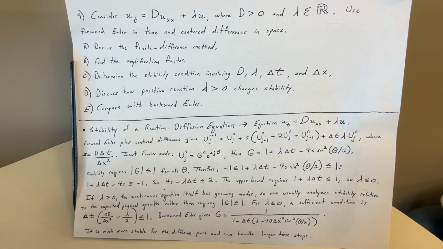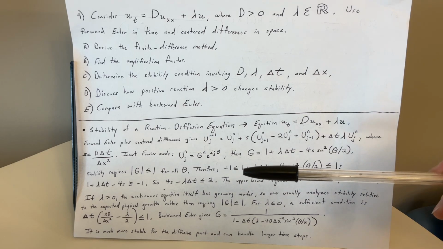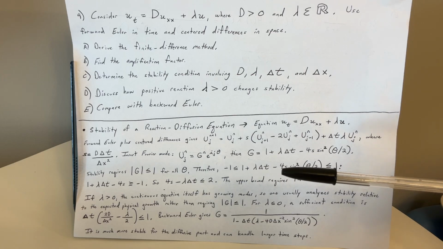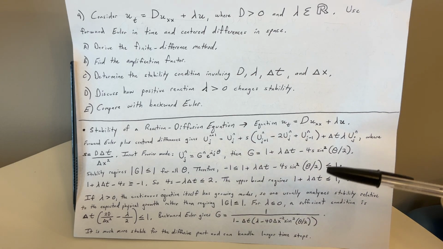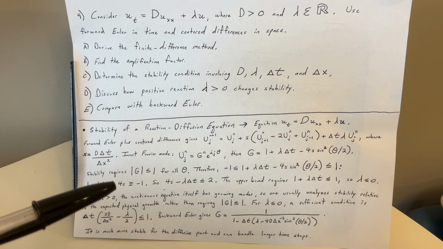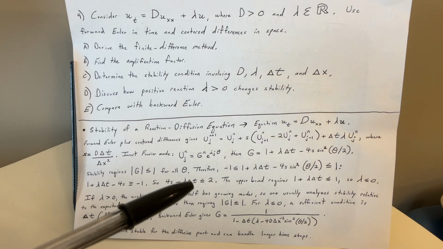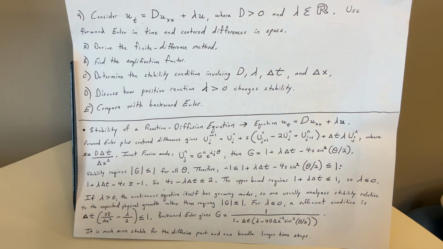Stability requires the absolute value of g to be less than or equal to 1 for all theta. So therefore we could say that negative 1 is less than or equal to 1 plus lambda delta t minus 4s sine squared of theta over 2, which is less than or equal to 1. And then from there, 1 plus lambda delta t minus 4s is greater than or equal to negative 1. So 4s minus lambda delta t is less than or equal to 2. From there, the upper bound requires 1 plus lambda delta t less than or equal to 1, so lambda is less than or equal to 0.